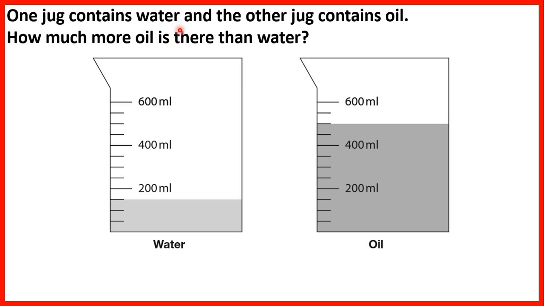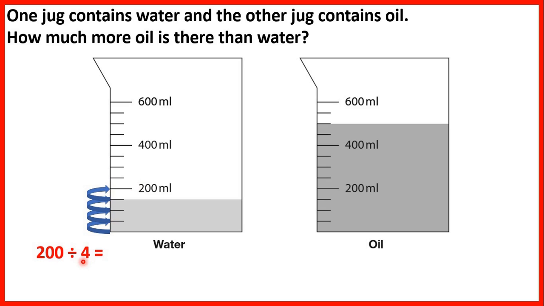One jug contains water and the other jug contains oil. How much more oil is there than water? So if we look at the jug for water, we need to know what these little lines on our scale represent to find the level of the water. Now to get from the bottom of the jug, 0, to 200, we have 1, 2, 3, 4 lines. So we can find the value of each line by dividing the difference, 200, by 4, the number of jumps.